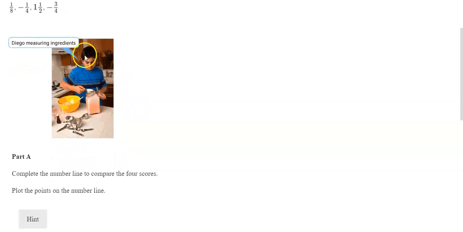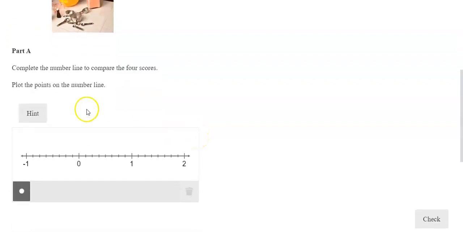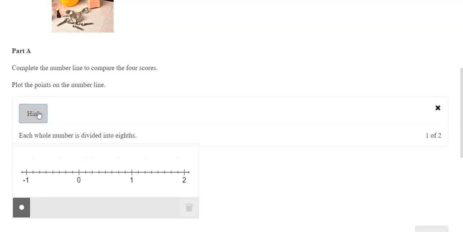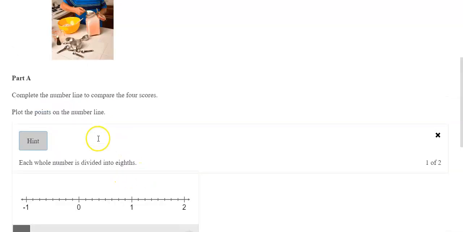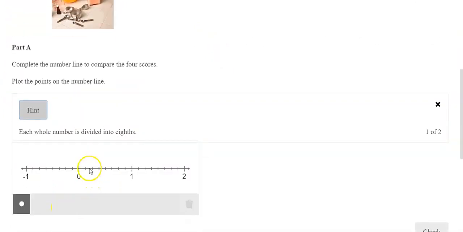And this is Diego measuring the ingredients. We're going to complete the number line to compare the 4 scores. We're going to plot the points here. Hint. Each whole number is divided into eighths. Count the tick marks to find the right position for each number. So there's 1, 2, 3, 4, 5, 6, 7, 8. Just like I said on hint 1, we're going to divide into eighths. So we can change all of these into eighths. So the first one we're going to put is 1/8, and that's going to go right here.